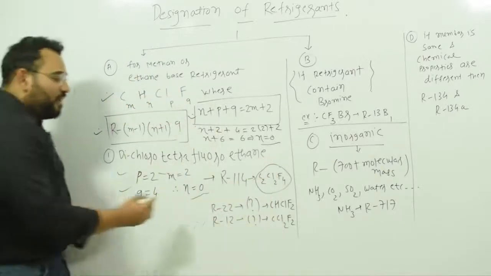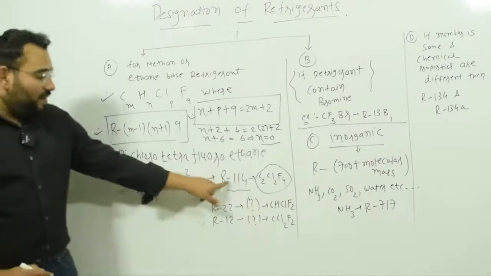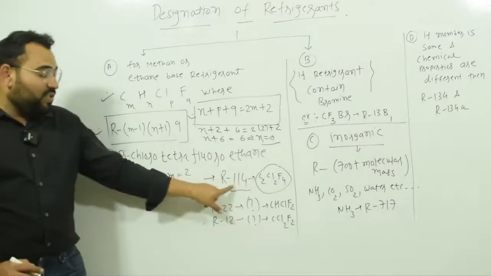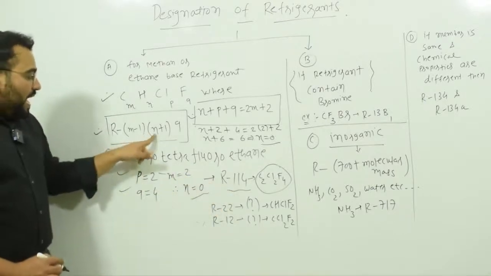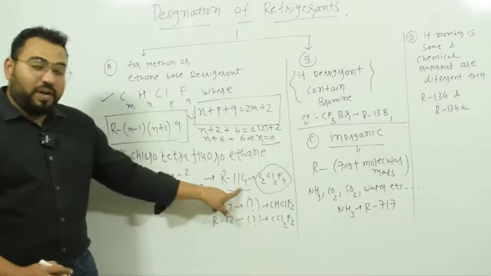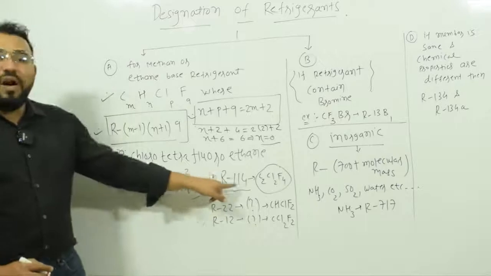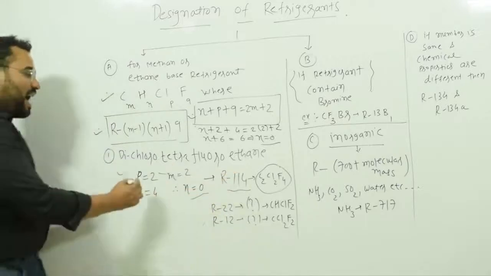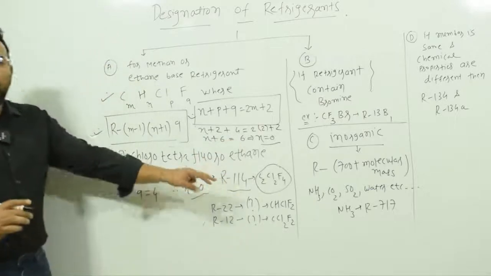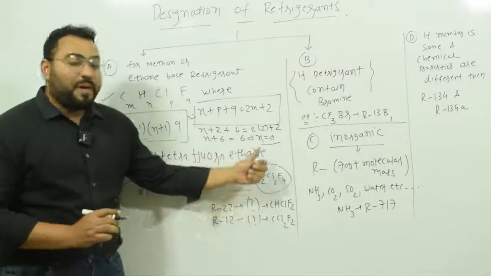And how to give the refrigerant number? The refrigerant number will be like this: R dash M minus 1. What is the value of M? 2, so 2 minus 1 is 1. What is N plus 1? N value is 0, so 0 plus 1 is 1. Then Q. What is the value of Q? 4. So R114. This is how you can tell dichloro tetrafluoroethane means R114. That is the refrigerant number, and the chemical formula is C2Cl2F4.